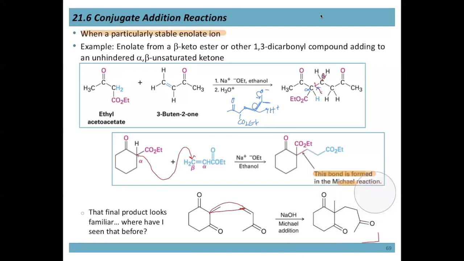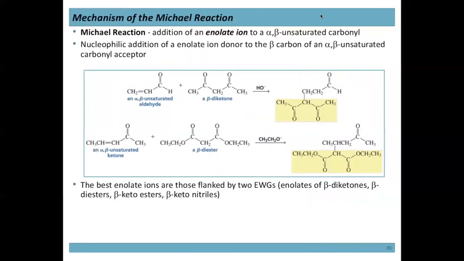And so I just got a little question here for you. Look at this final product. Does it look familiar? Have you ever seen anything like that final product before? Okay, we'll come back to that. So the Michael reaction, again, what we're doing is we're adding that alpha carbon from the enolate to the beta carbon of an alpha beta unsaturated carbonyl.